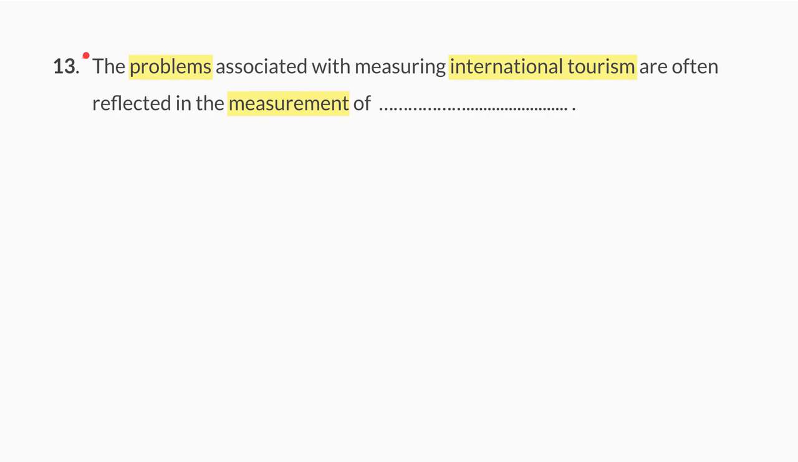So we were going to do question number 13 at the end anyway, because questions 11 and 12 were the easiest ones, and 13 is not too difficult actually. The word international tourism is not very difficult to locate. But in comparison to 11 and 12, it was a little bit trickier, so that's why we saved this one for last. In this question, we have 3 keywords: problems, international tourism, and measurement.